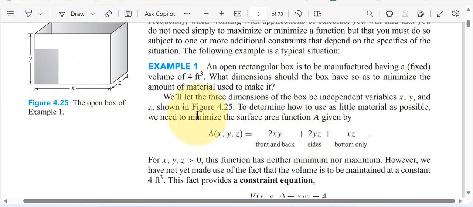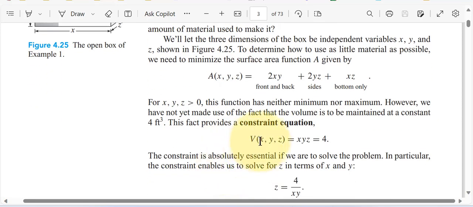And just like we did, they note that this has neither a minimum nor a maximum. I guess it doesn't have a minimum if you allow negative values. I'm not sure why they say it doesn't have a minimum, because it seems to have a minimum of 0. But maybe that's a constraint. Anyway, they say, however, we have not made use of the fact that the volume is to be maintained at a constant, and that's a constraint. And the volume, which is xyz, has to equal 4.